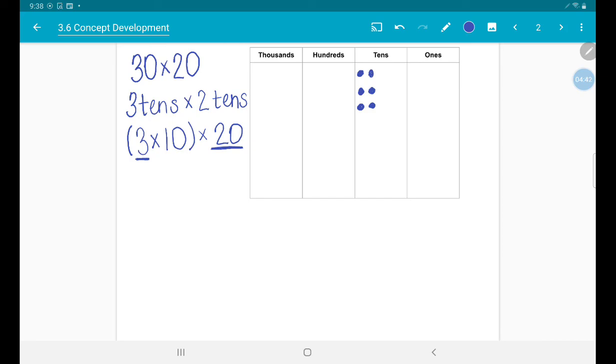So what do I have left to multiply by? 10. So how would I multiply my 6 tens times 10? Where would those 6 tens move to when I multiply by 10? Hundreds. To the hundreds, exactly. If I'm multiplying by 10, then my 6 tens will become 6 hundreds.